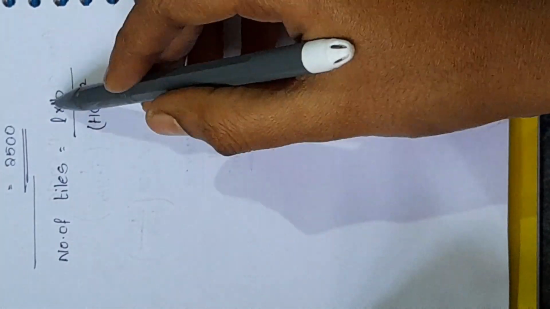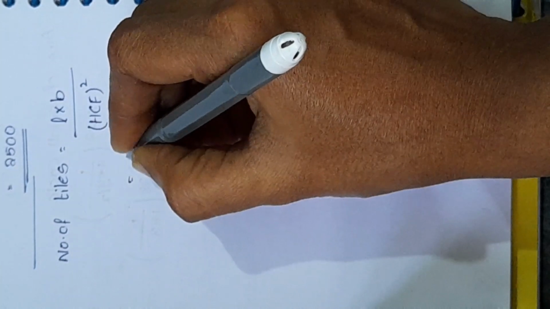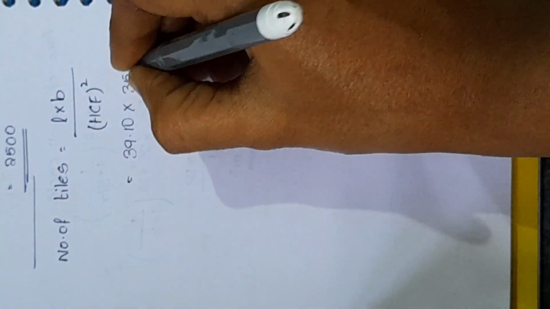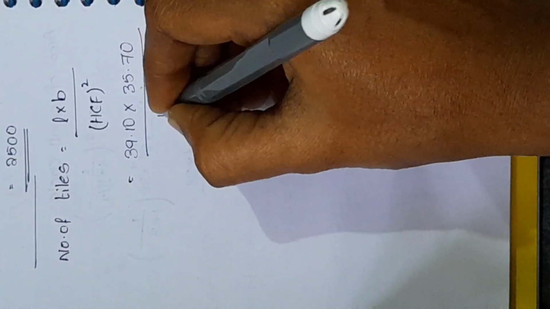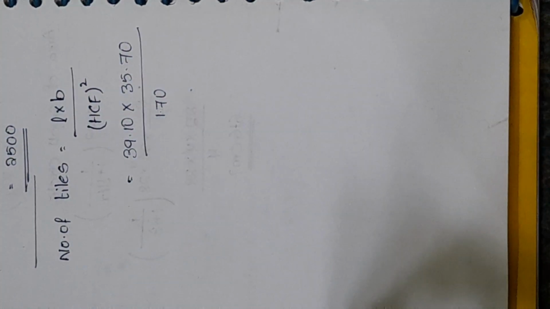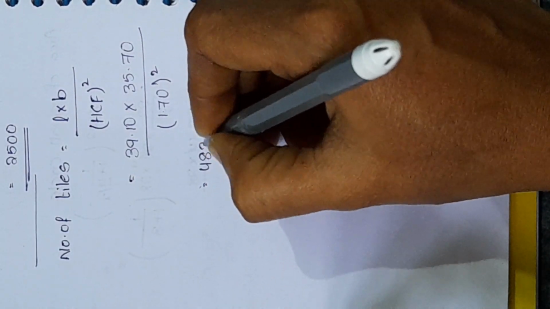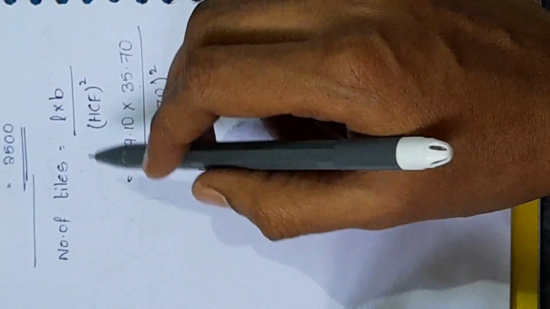Now number of tiles required is length into breadth by HCF square. Length is 39.10 and breadth is 35.70 by HCF is 1.70 whole square. Calculating, we get the values as 483 square tiles are required to pave the room.